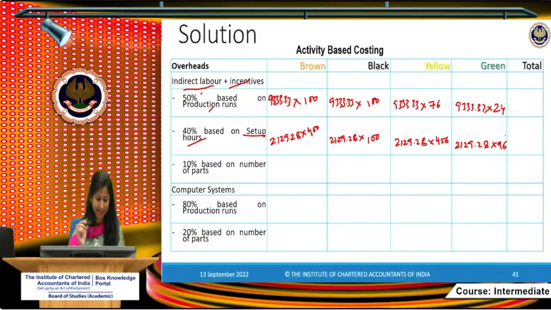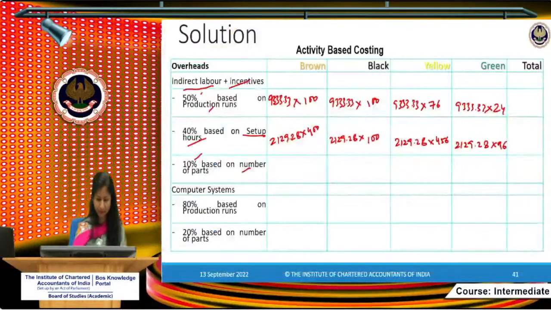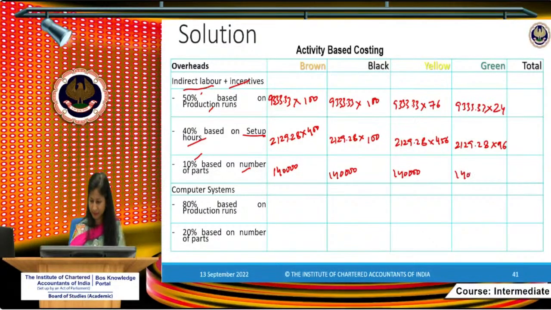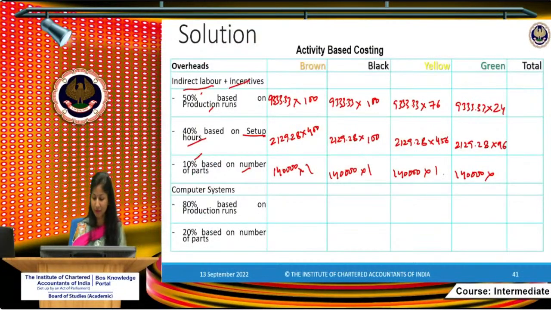Just that's it. 10%, which was based on the number of parts. What was the rate? It was 1,40,000 for all. And how many parts were there? Only 4 products, so 1, 1, 1, 1.